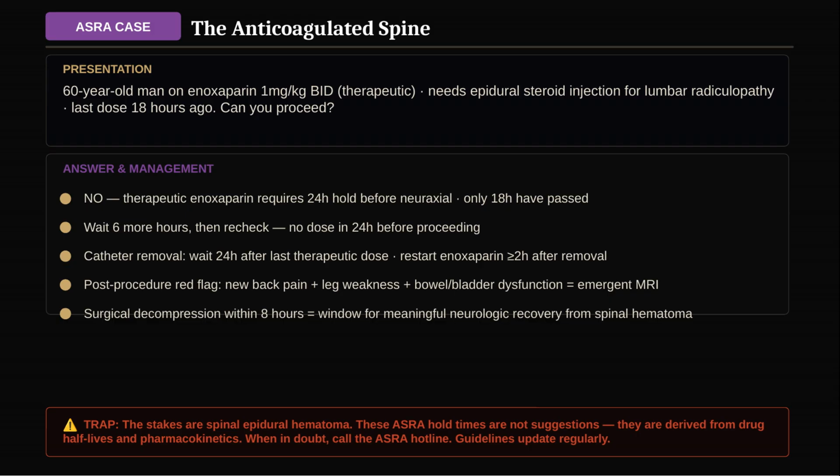If a patient develops new back pain, leg weakness, or bowel or bladder dysfunction after a neuraxial procedure on anticoagulation, emergent MRI. Surgical decompression within 8 hours is the window for meaningful neurologic recovery.